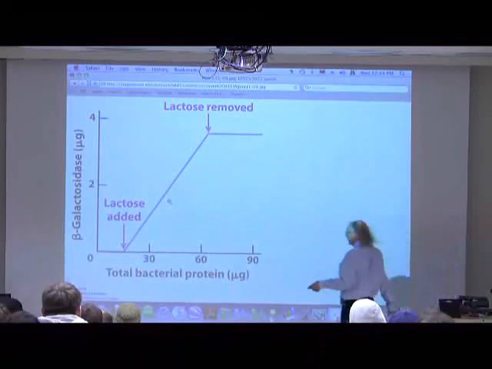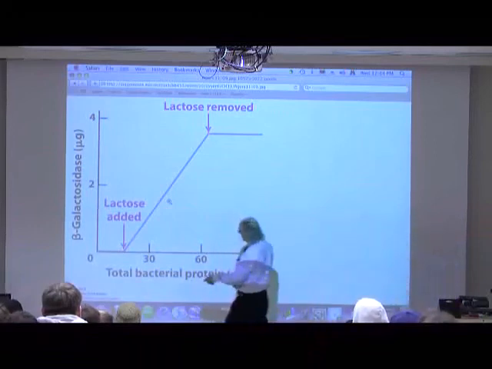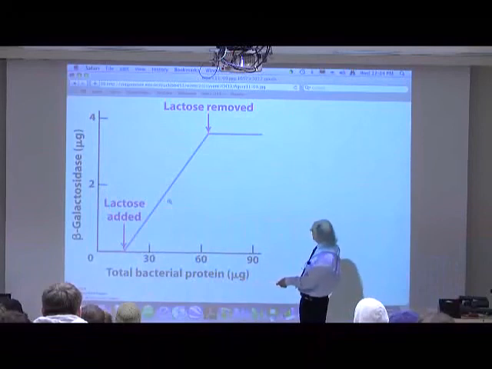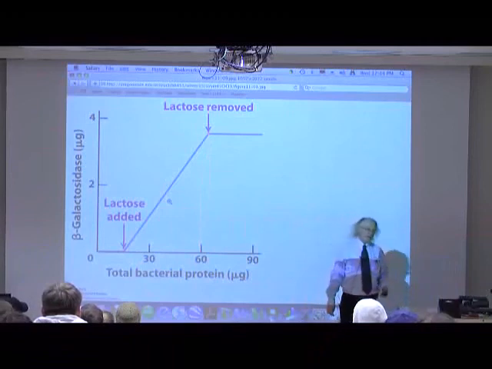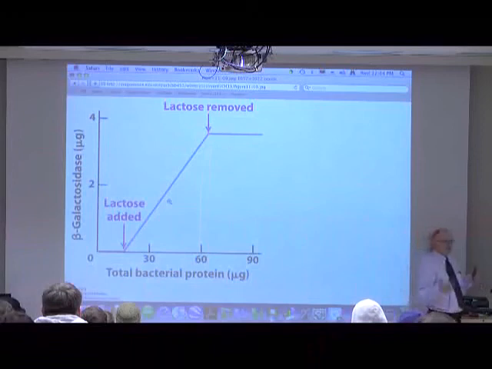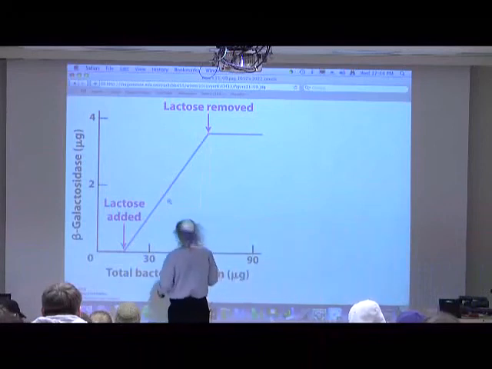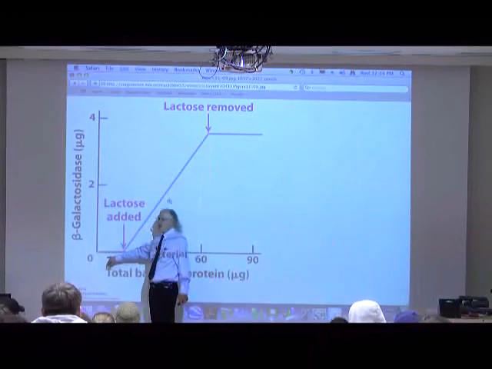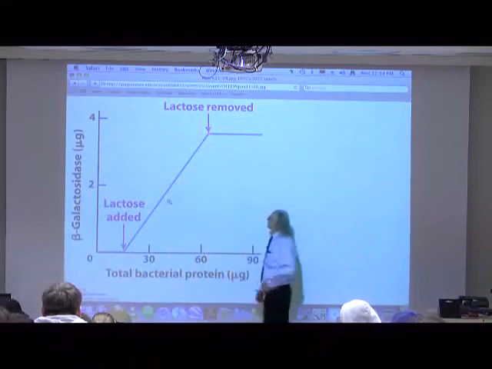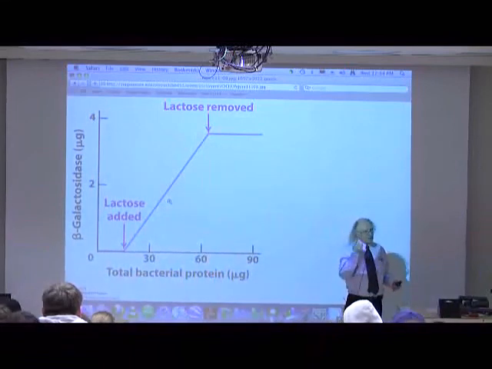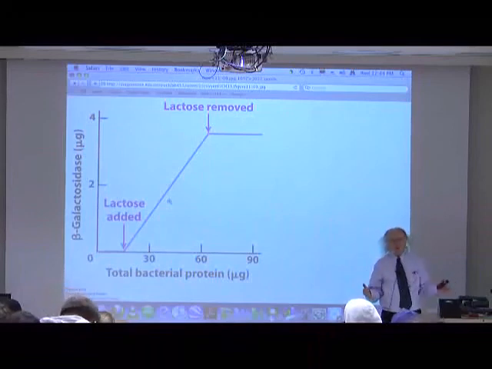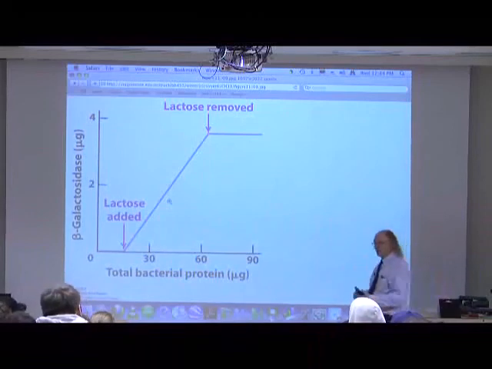When I add lactose, what I see within the span, look at the time frame here, this is about 15 minutes up to about 60 minutes. It's about 2 generations. Within 2 generations, I'm up to a very high level of beta-galactosidase that's been induced by the lactose. So lactose and lactose alone has caused the cell to go from making no beta-galactosidase to making a lot of beta-galactosidase. So we know, therefore, that lactose has to play a role in turning this process on.